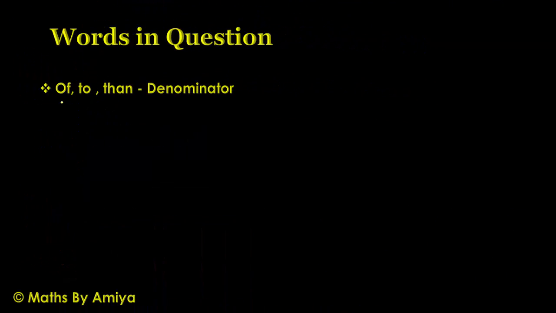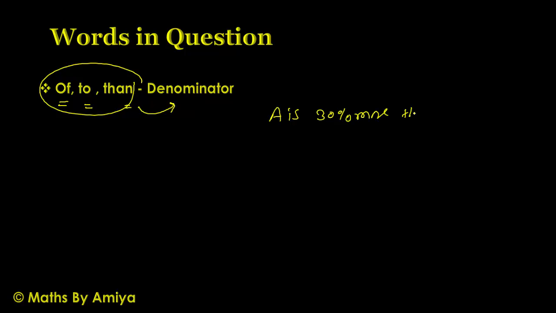Words in question. If we have "of" or "to", then all these three values represent the denominator. Means A is 30% more than B. What does it mean? That is nothing but A upon B, and 30% is what? 30 upon 100. So "than" is with B, which is B. So B becomes 100 and A becomes 30 more than 100, meaning 130. So A by B is nothing but 13 upon 10. This is the ratio of A by B.